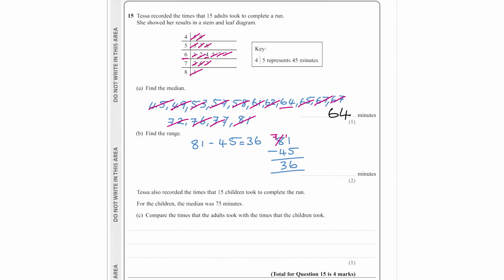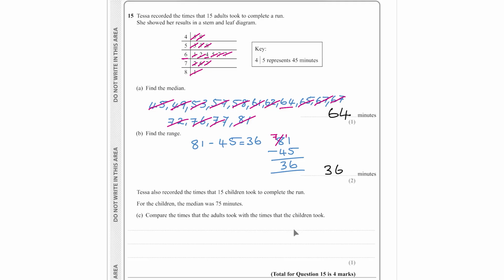And it may seem overkill doing this and this, but I guarantee you're going to get the marks. And now, as part of the same question, Tessa also recorded the times that 15 children took to complete the run. For the children, the median was 75 minutes. Compare the times that the adults took with the times that the children took.